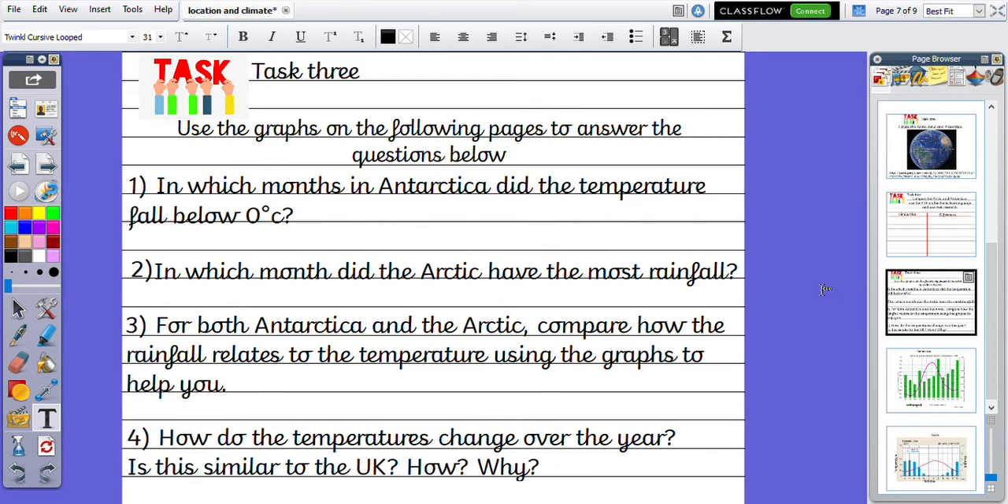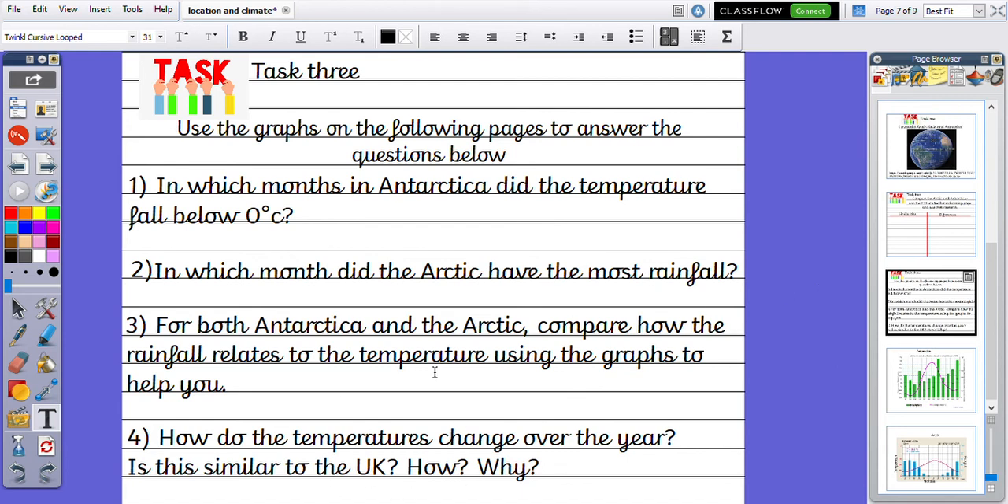So in which months in Antarctica did the temperature fall below 0 degrees? In which month did the Arctic have the most rainfall? For both Antarctica and the Arctic, compare how the rainfall relates to the temperature. So what do you notice? Does the rainfall increase as the temperature increases? Is there no correlation between them at all? So do they not affect each other at all? Or anything like that. So any comparisons you can see, and I want you to do that for both of them. So you will have 2 separate answers to that question.